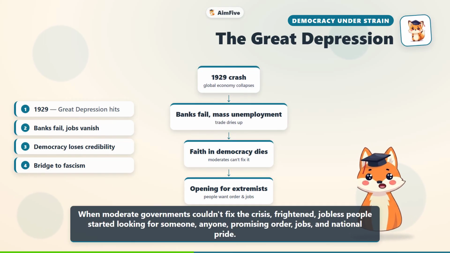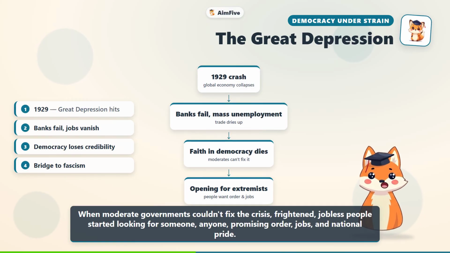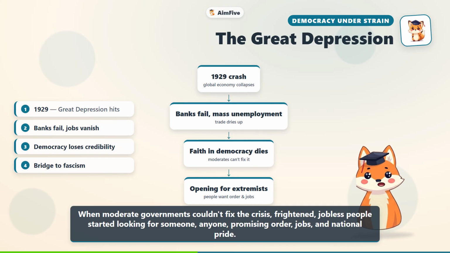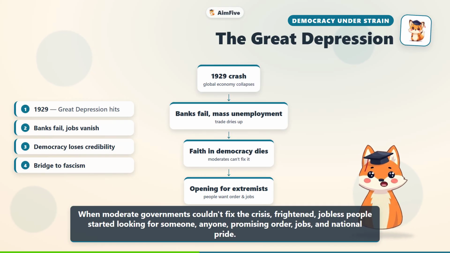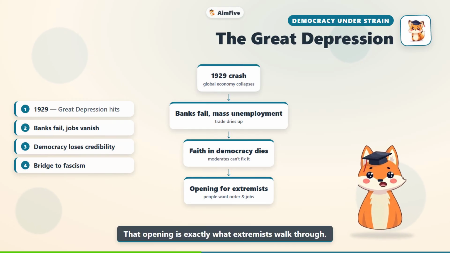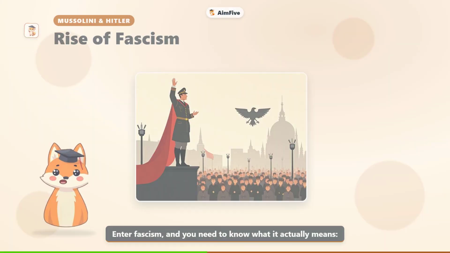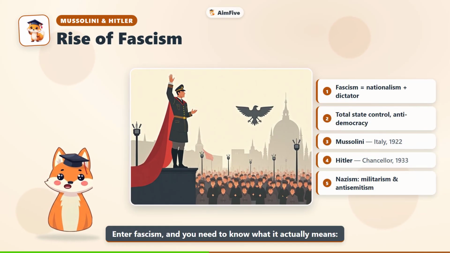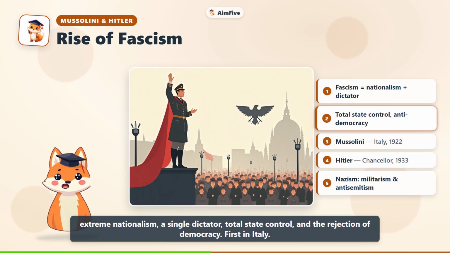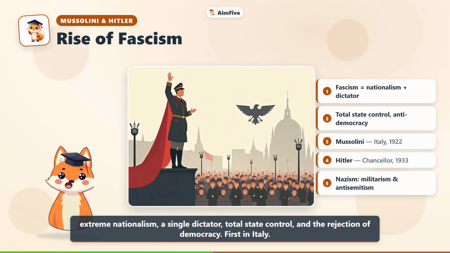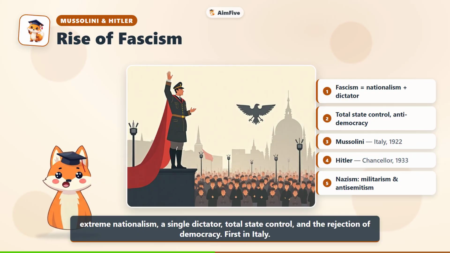When moderate governments couldn't fix the crisis, frightened, jobless people started looking for someone, anyone, promising order, jobs, and national pride. That opening is exactly what extremists walk through. Hold that link. The Depression is the bridge to fascism. Enter fascism, and you need to know what it actually means. Extreme nationalism, a single dictator, total state control, and the rejection of democracy.